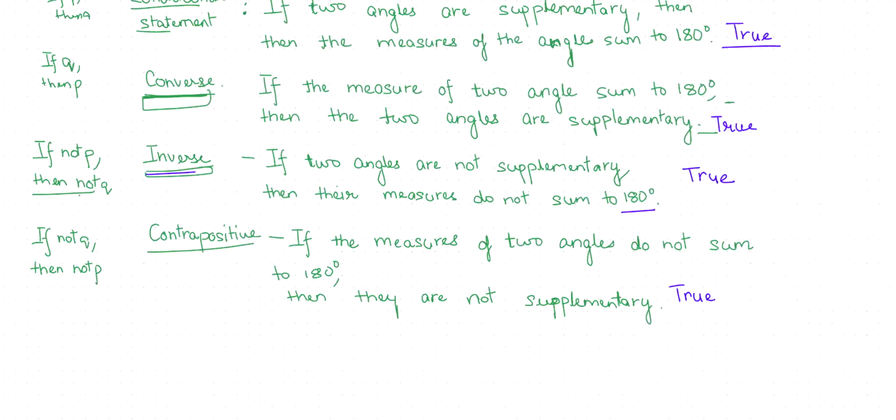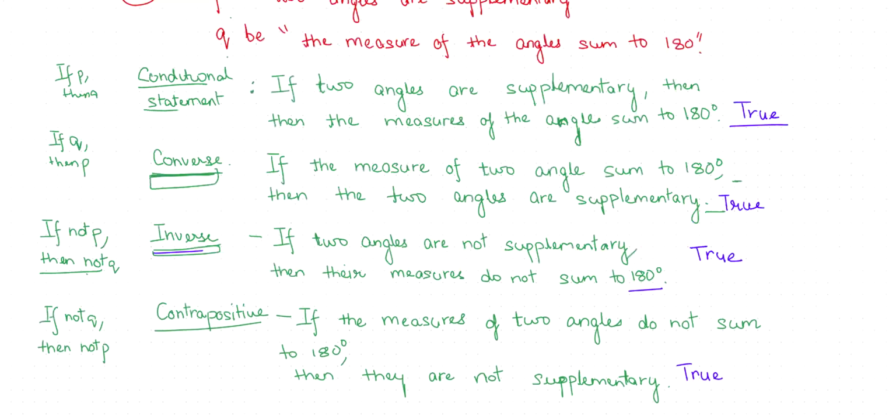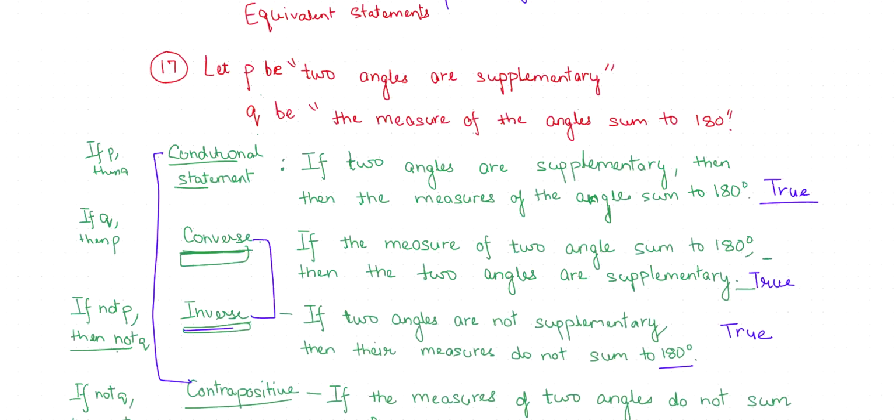So we know the conditional statement and the contrapositive are either both true or both false. And the converse and inverse are also either both true or both false. So this is the way we write the conditional statement, converse statement, inverse, and contrapositive when P and Q are given.